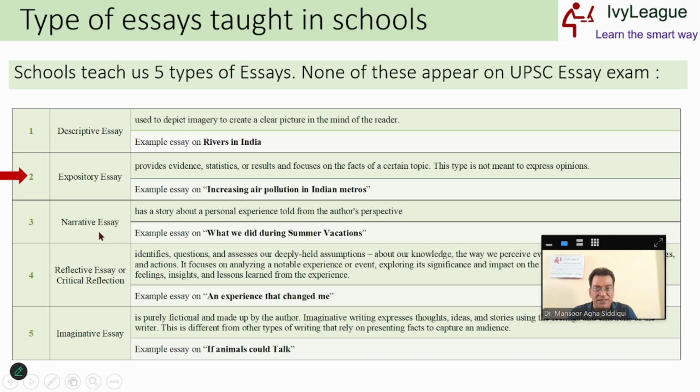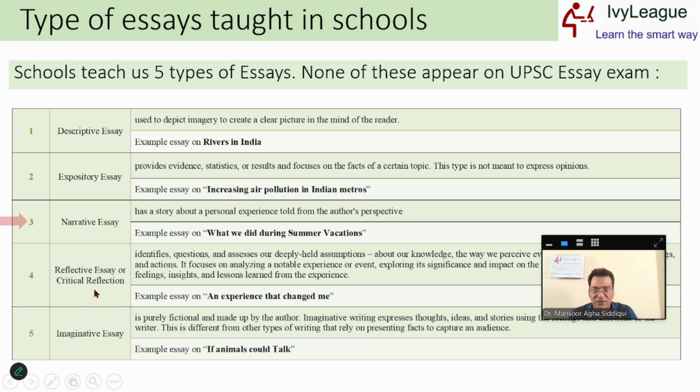Then there is a narrative essay. Narrative essay is the third type of essay where you tell a story which is based upon your personal experience. For example, if the schools give you an essay which talks about what you did during summer vacations, then you're going to write a story about what happened during the summer vacations. And during this particular essay, you have to tell it according to your own way of thinking, your own way of looking at things, your own perspective. So your perspective is definitely tested out here.